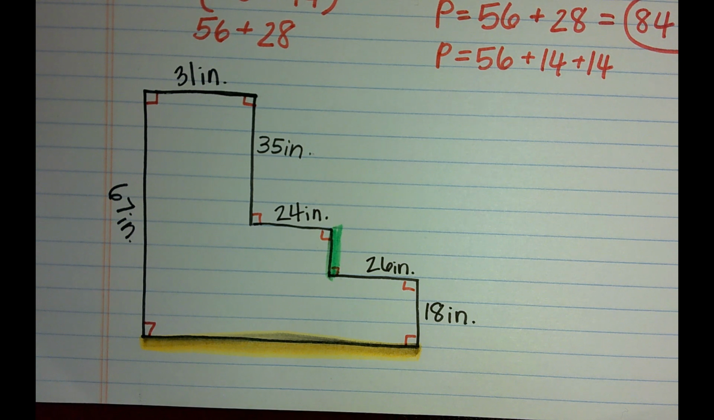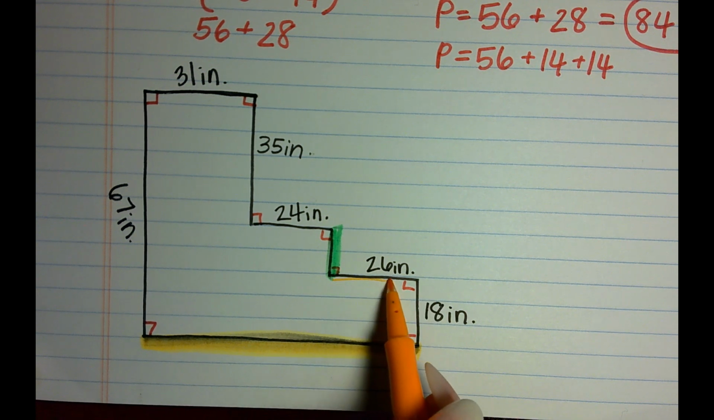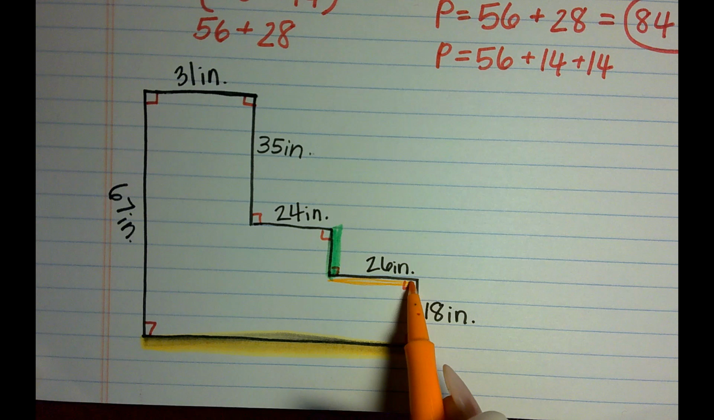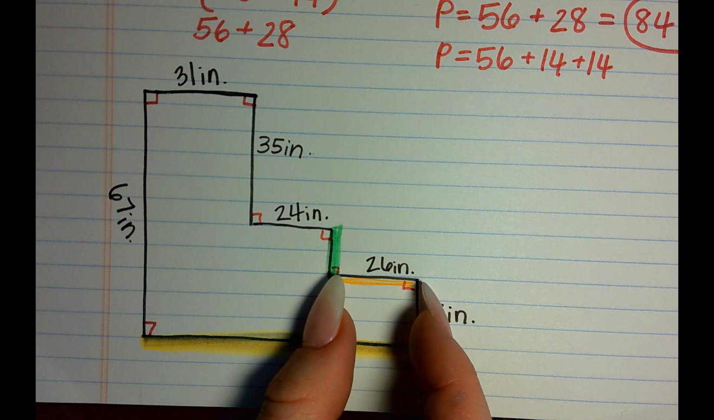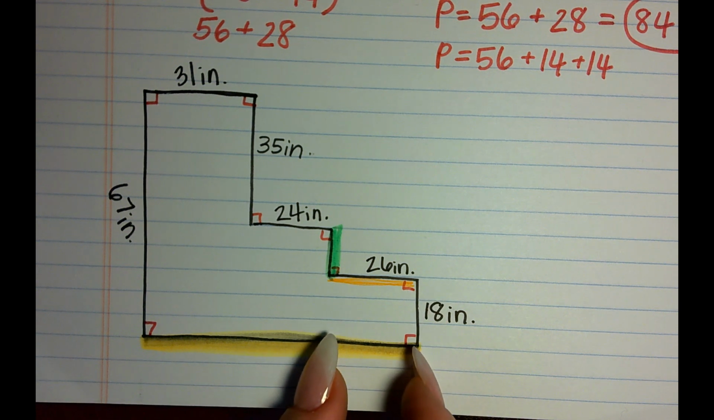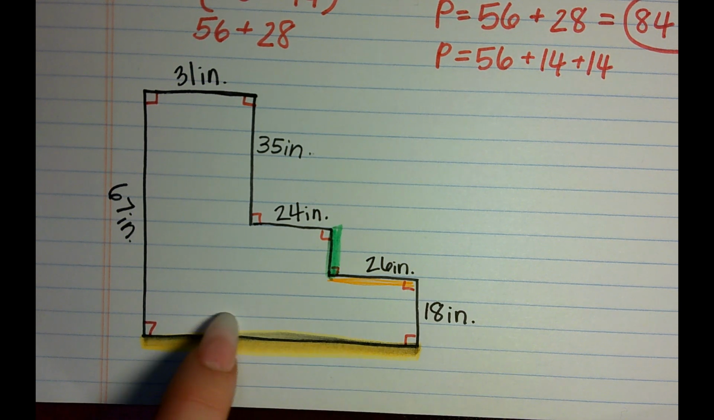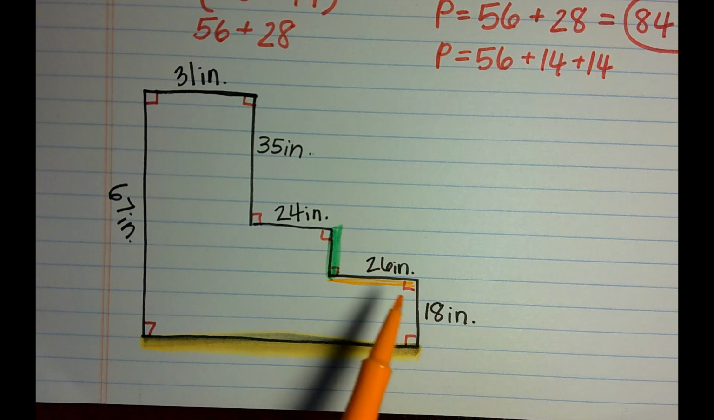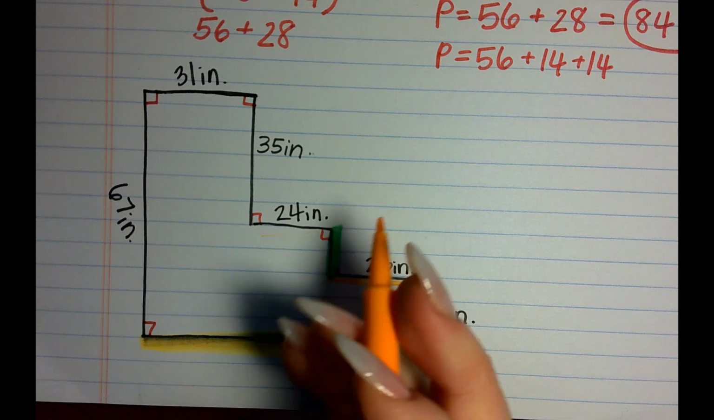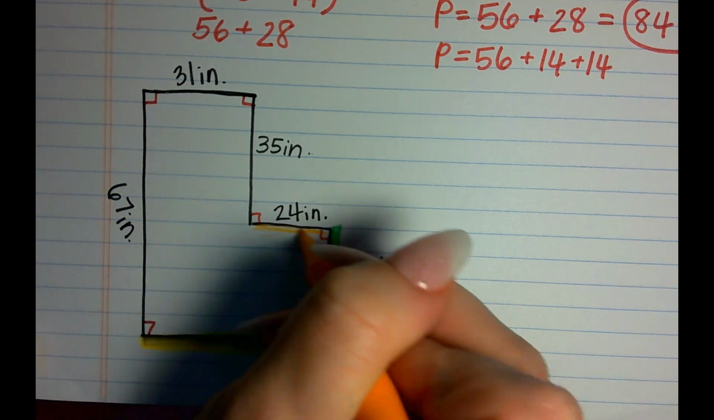A great first step is to think about how we can compare different parts of this shape to itself. For example, let's look at this length right here, the 26 inches. This length is parallel to this line down here. What other side lengths are parallel? 24 and 31, right?